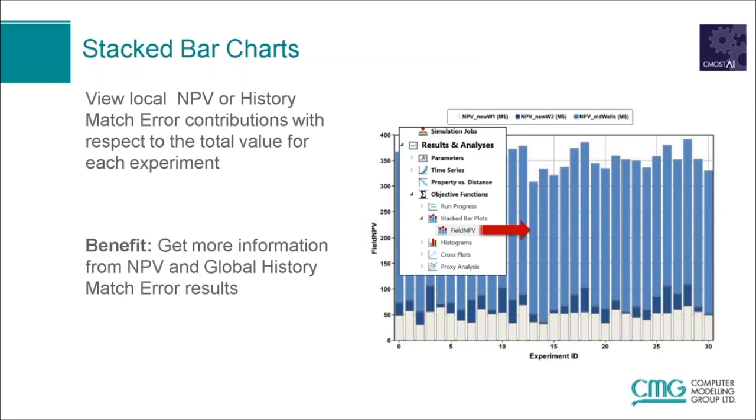We can also make the same type of plot for global history match error, where you could see if one well, for example, was a particularly bad offender for contributing to the history match error, you'd be able to easily see that from the size of its bar that it's creating for the total global history match error. And so from this new type of plot, we can get more information and better information from a single plot than we previously could.